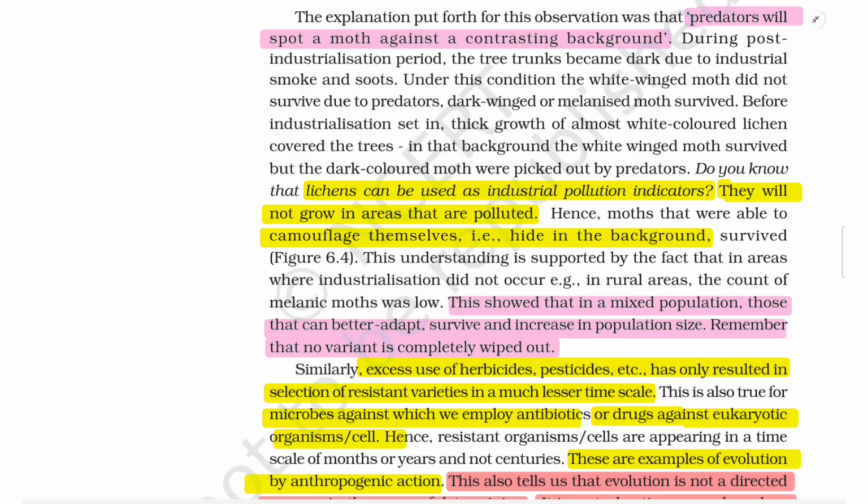Do you know that lichens can be used as industrial pollution indicators? They will not grow in areas that are polluted. Hence, moths that were able to camouflage themselves, that is, hide in the background, survived. Figure 6.4. This understanding is supported by the fact that in areas where industrialization did not occur, for example in rural areas, the count of melanic moths was low. This showed that in a mixed population, those that can better adapt survive and increase in population size. Remember that no variant is completely wiped out.